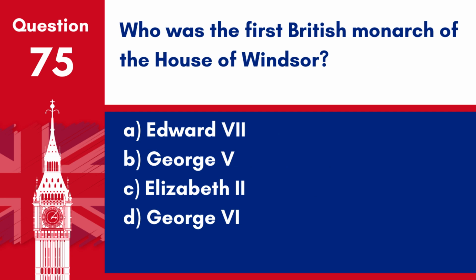Question 75. Who was the first British monarch of the House of Windsor? A. Edward VII. B. George V. C. Elizabeth II. D. George VI. Answer. B. George V. In 1917, during World War I, George V changed the royal family's name from the House of Saxe-Coburg and Gotha to the House of Windsor.